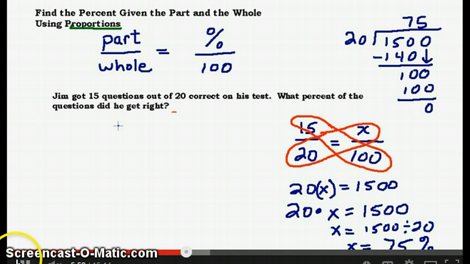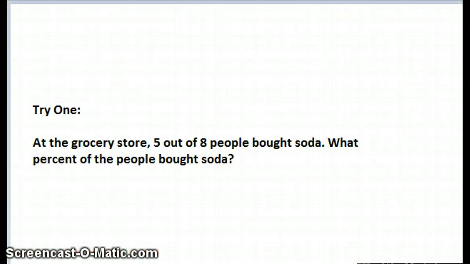Alright, now let's try an example. I want you all to try this in your notebook right now. At the grocery store, 5 out of 8 people bought soda. What percent of the people bought soda? First off, I want you to set up the proportion: part over whole equals percent over 100. I'm not going to tell you the rest, but I want you to bring this to class with you tomorrow and we'll work from there.